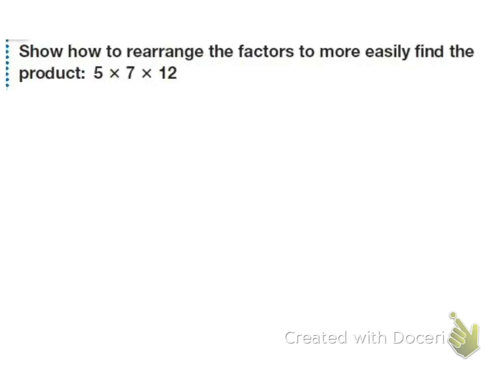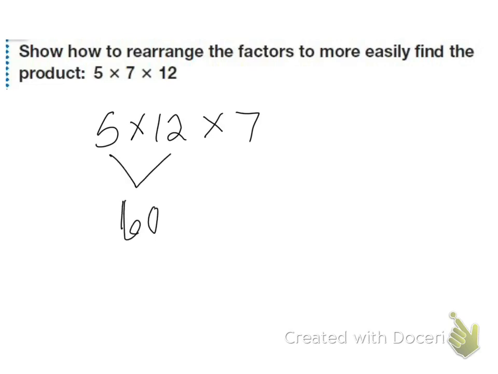Okay. All right, on this one it says, show how to rearrange the factors to more easily find the answer to 5 times 7 times 12. Well, it's easiest to multiply numbers that end in a 0, or the product will end in a 0, okay? So if I multiply 5 times 7 first, that would be 35, and then I'd have to multiply that by 12, which I don't know how to do yet. So I'm going to do 5 times 12 first, and then multiply it by 7, because I know that 5 times 12 equals 60. So now I can do 60 times 7.